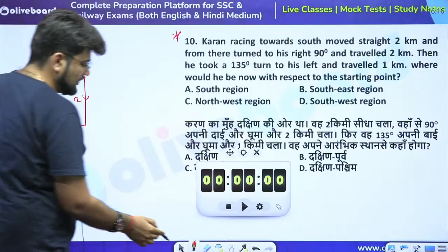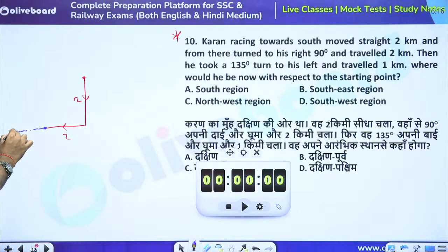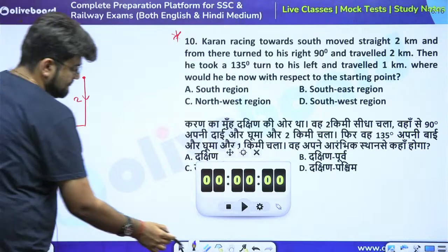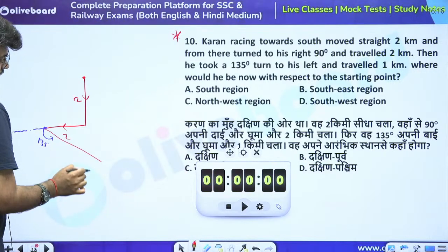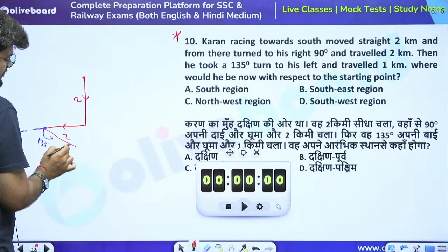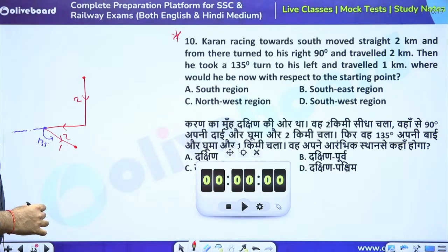So now how do we take a 135 degree turn from here? So we already know that now. From here, we let him go straight and left means this side, right means this side. Okay. So left he is going 135 degree. 135 means from here we will construct an angle of 135 degree. So where will he go? He will go like this, but only for 1 kilometer. And he will stop here. This is his final destination.